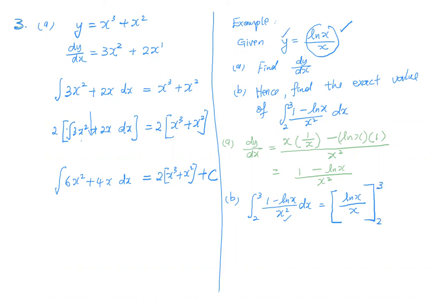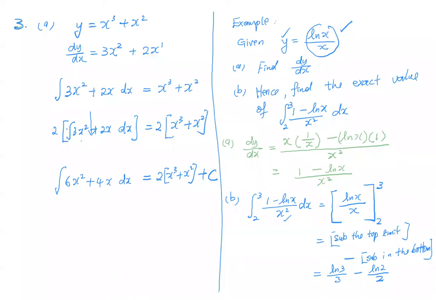Okay. So what is the meaning of the two numbers there? When you have the two numbers, you must sub the top limit, take away sub in the bottom limit. That is how you work. So you are going to say ln 3 over 3, take away ln 2 over 2.